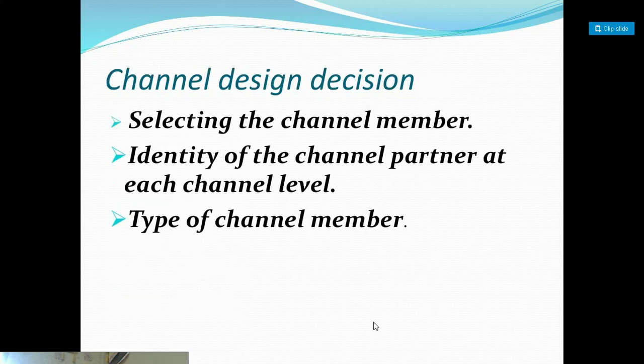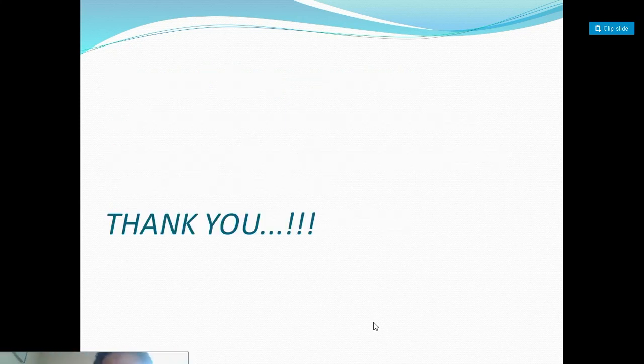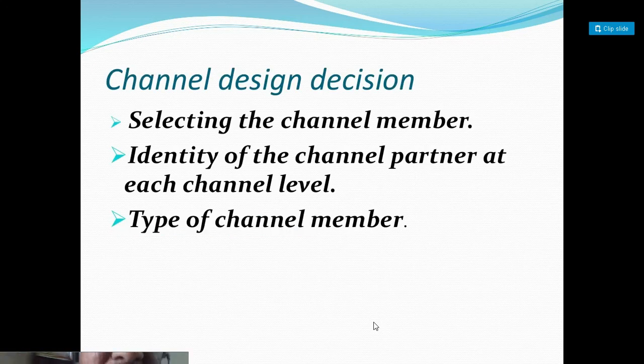Now, channel design decisions. For taking the decisions, the channel design should focus on these points. First one is identifying the channel partner at each channel level. Next, type of channel members. All these things take place in the design. The channel design decisions take place in a proper way.